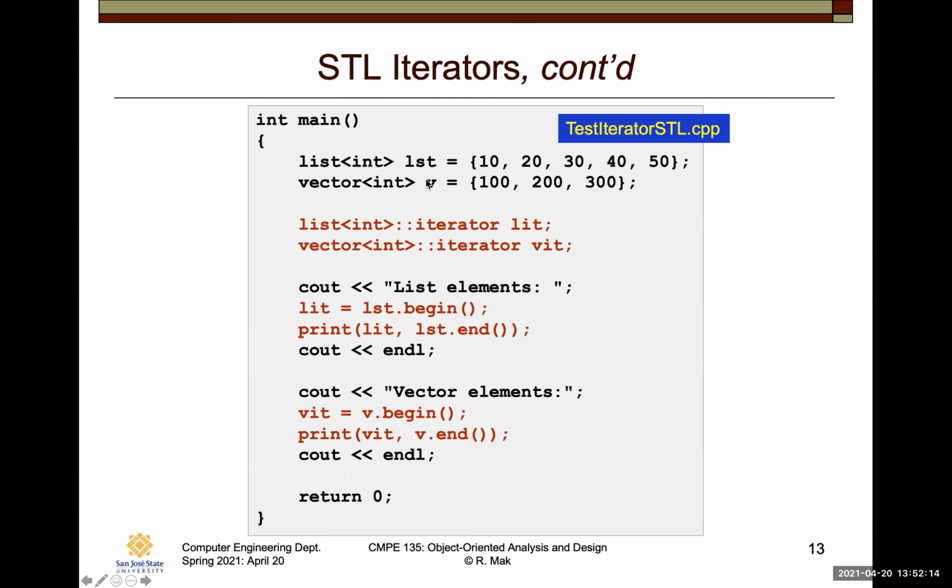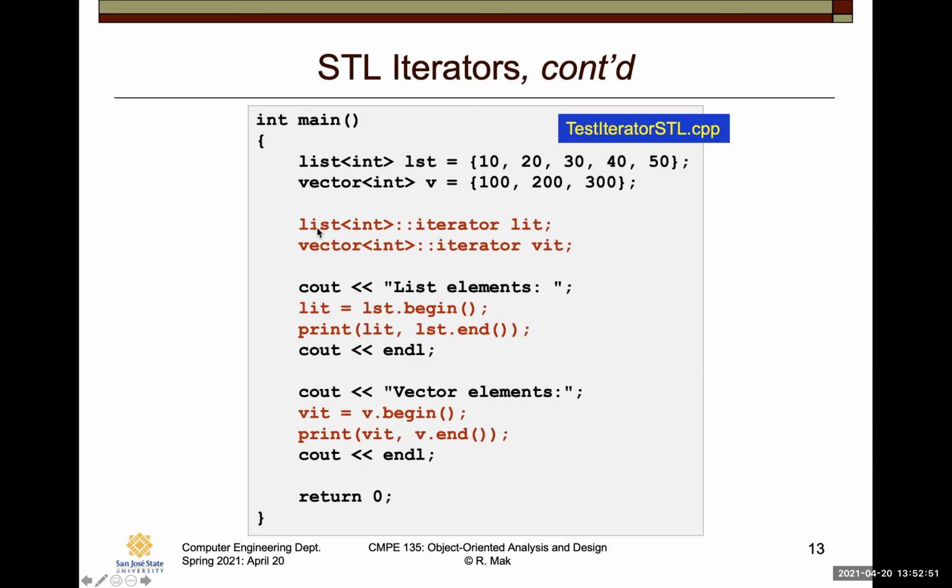I've replaced array with linked list because a linked list comes from the standard template library along with vector. So here's my linked list and here's my vector. I've initialized the linked list to these values. So this is the head of the list, 10, and the tail of the list is 50. When I initialize this list, the list is automatically linked up with forward and back pointers, so you don't have to worry about that. And then of course the vector is the vector.